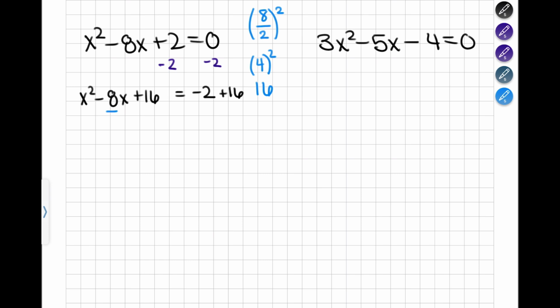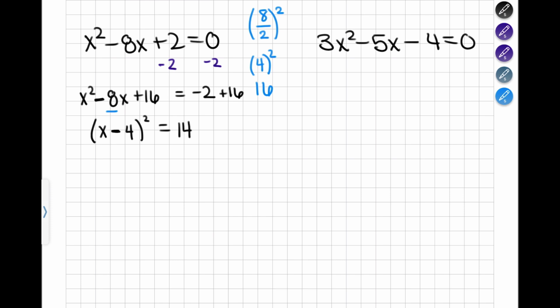Then we can factor the left-hand side, and we can factor it as something squared. It's going to be x, because there's a minus sign, this will be a minus sign. And it'll be 4, because 4 squared is 16, and 4 plus 4 gives us 8. Minus 2 plus 16 is 14.